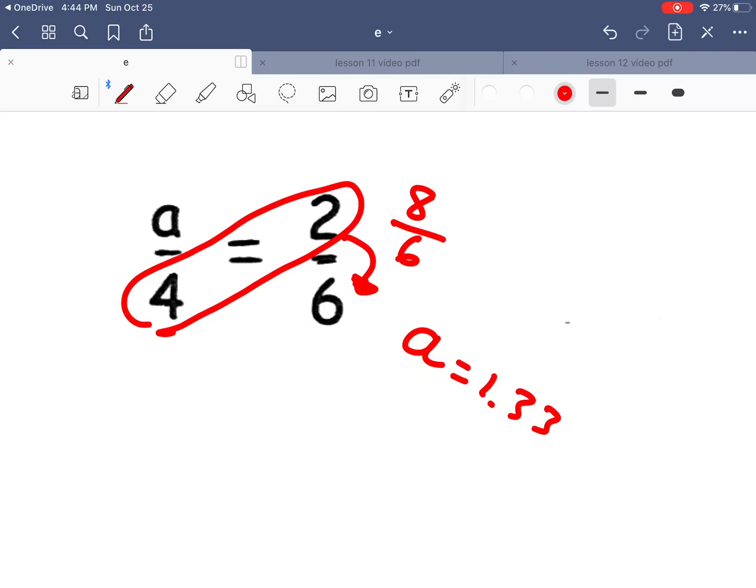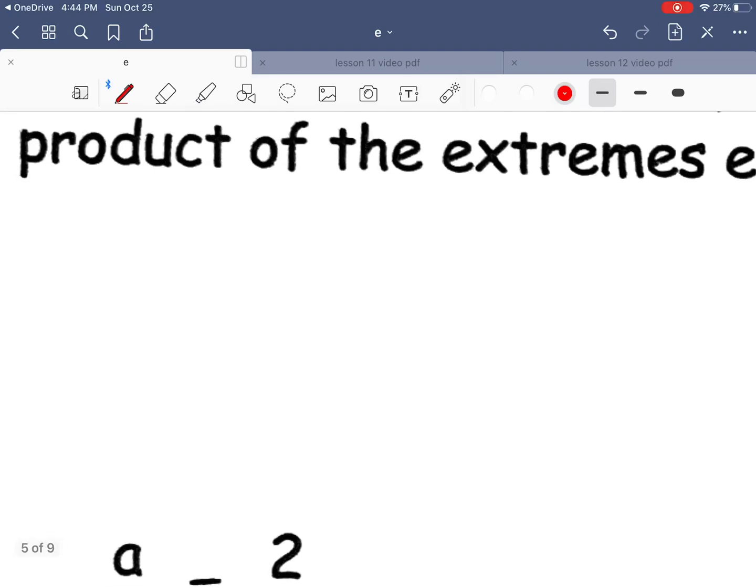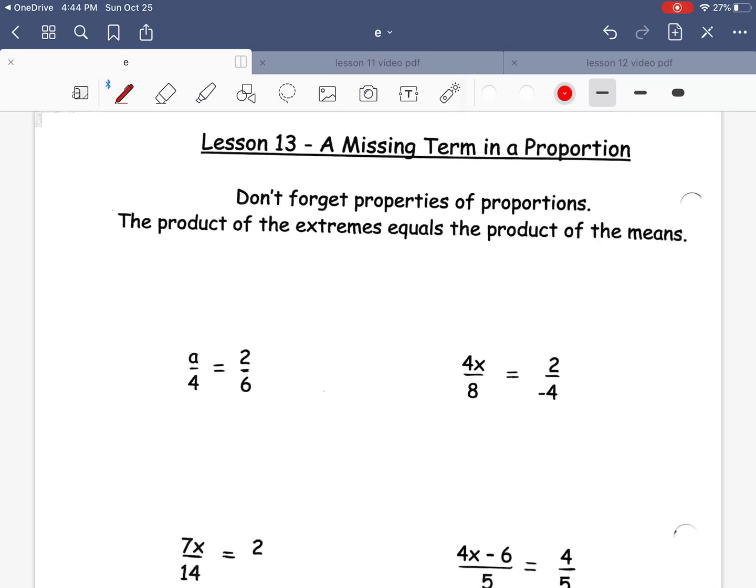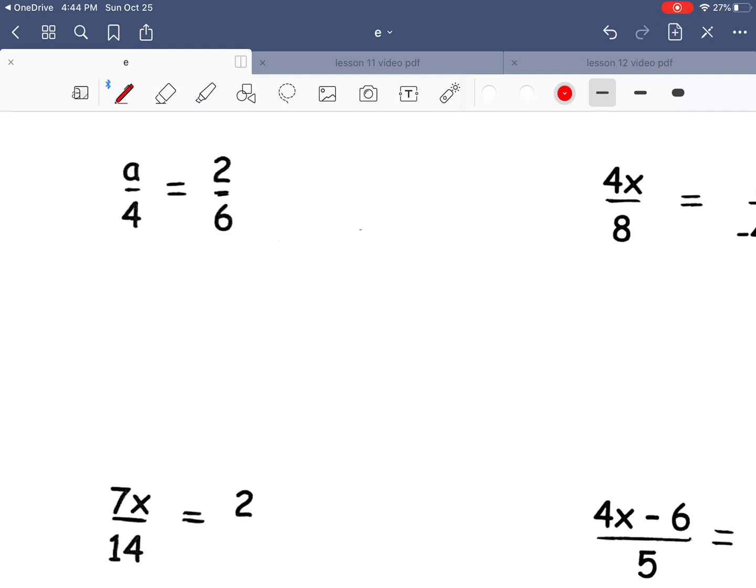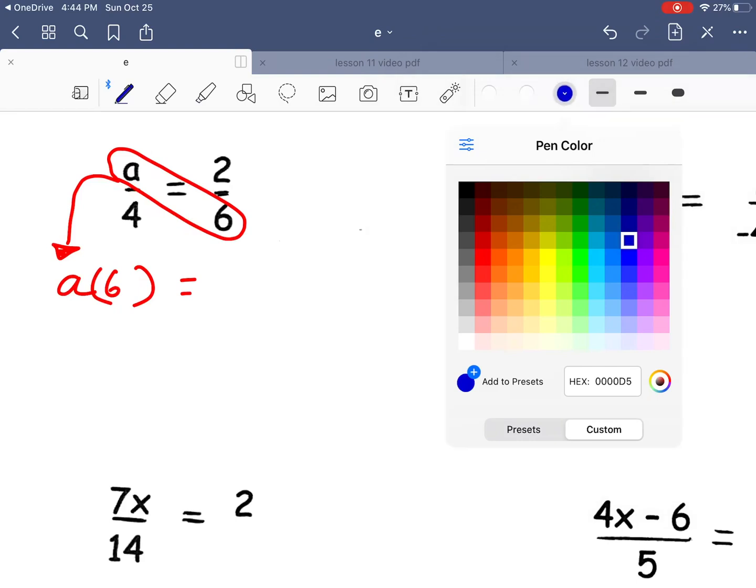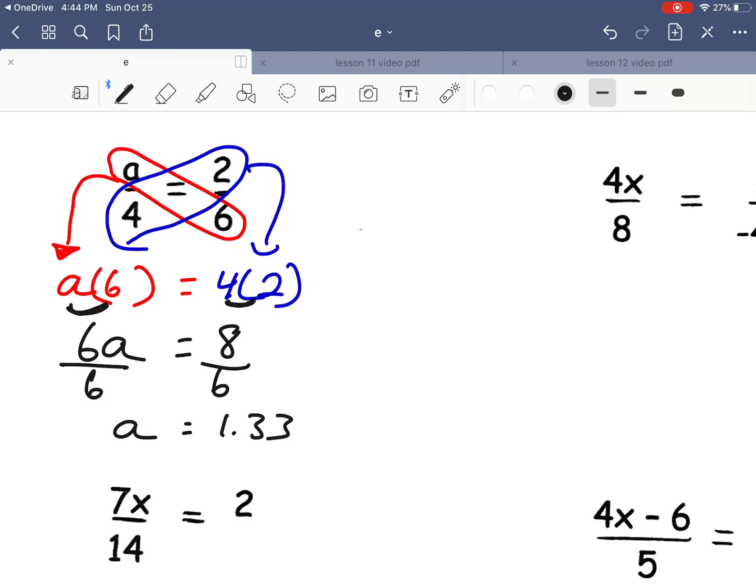Same concept with the expression on top. So if I go back and start over here, the expression on top says, don't forget properties of proportions. The product of the extremes is equal to the product of the means. All that means is that when you multiply these two together, the extremes, you say A times 6 is equal to the product of these two on the other side. A times 6 is really just 6A. 4 times 2 is 8. And then you solve the equation by dividing each side by 6, which gives you the exact same answer.